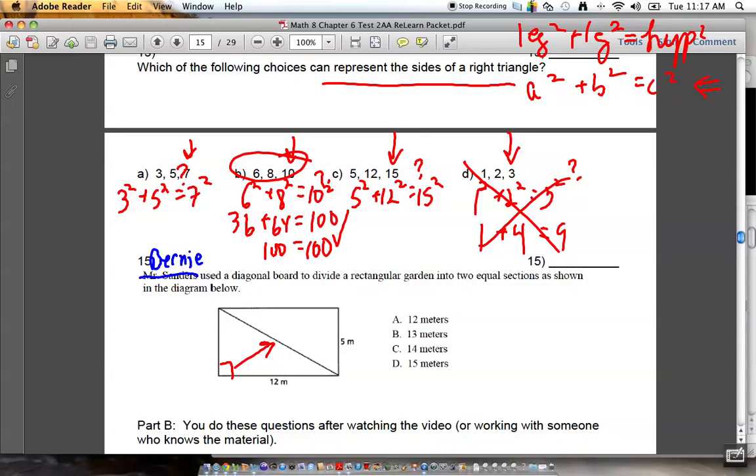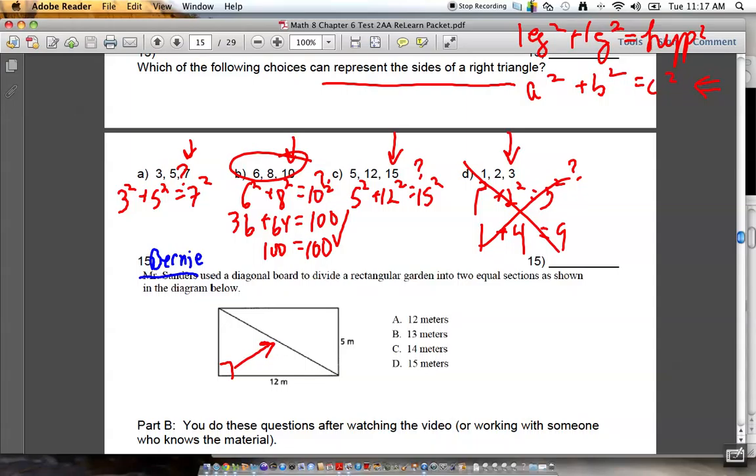Okay. Now, excuse me. Ready? Now, Bernie uses a diagonal board, divides a rectangular into equal sections. How long is the diagonal of this board?